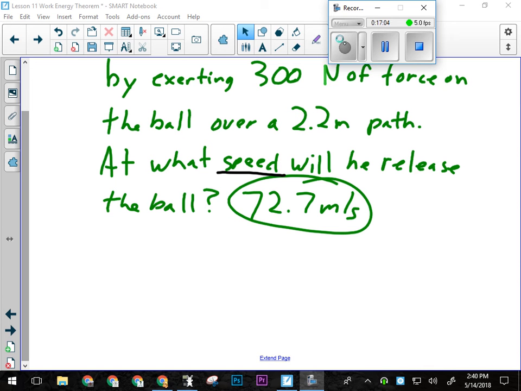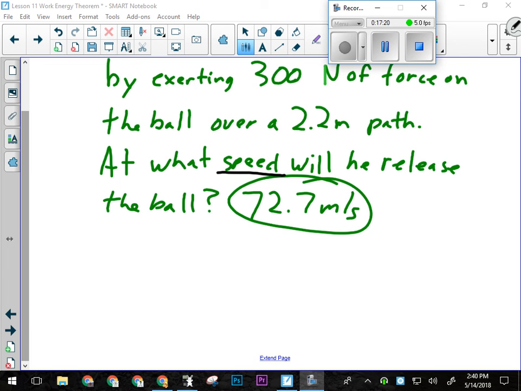Kinetic, yeah, because we're speeding it up, right? We have to assume that when a pitcher is holding the ball, its initial speed is 0. And he's going to release it at 72.7 meters per second. So we're going to be changing the kinetic energy of the baseball here.